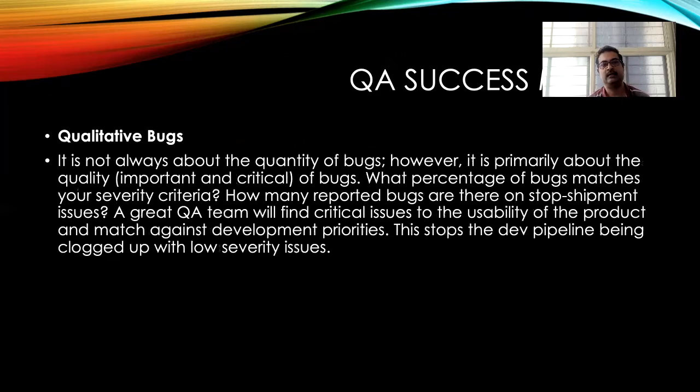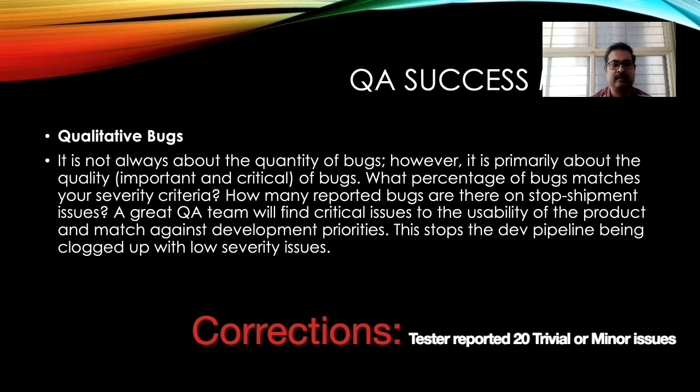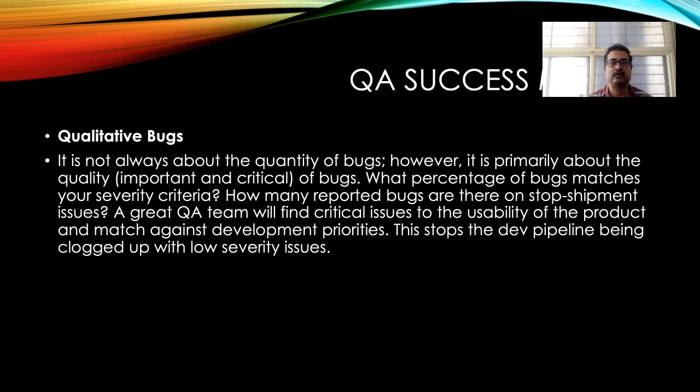Next one is quality of bugs. Let's say one QA team member reported 20 non-trivial, very minor bugs. Another person reported 4 bugs. Out of that, one is showstopper and 3 of them are critical. So which is more valuable? The person who reported the 4 bugs rather than the person who reported 20 non-trivial or minor bugs, right? Because out of those 4 bugs, one is showstopper and 3 are critical, so it's going to directly affect the product. So it's not the quantity of the bugs, it's always the quality of the bugs.